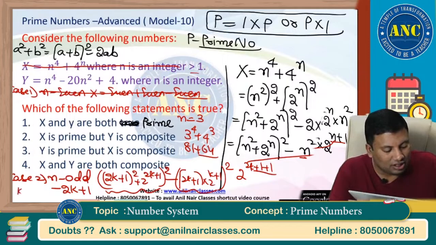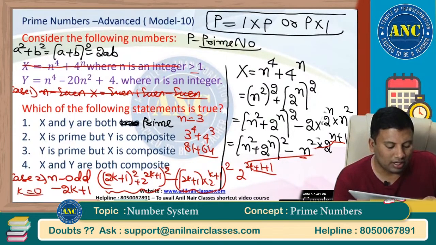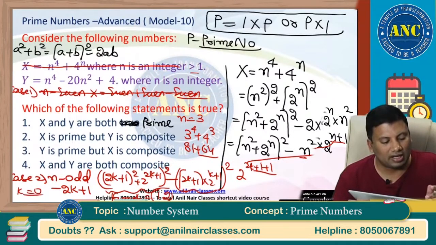Put k value 0, this is nothing but 2 square. 2 square is 4, 4 square is 16, minus 4. It is 1 into minus 2 square, 4. 16 minus 4. You are not getting anywhere. So, the answer is x is a composite number. I hope the idea is clear.